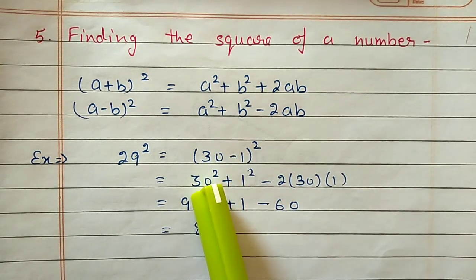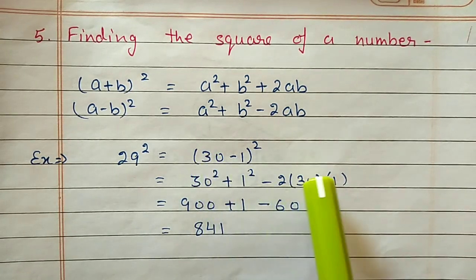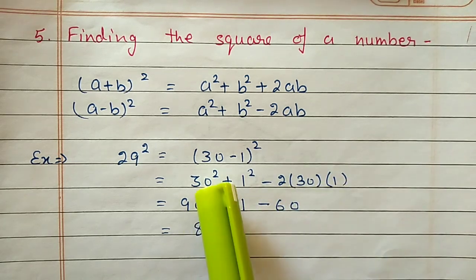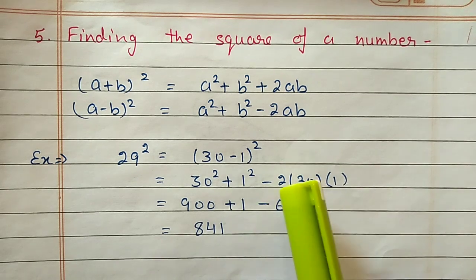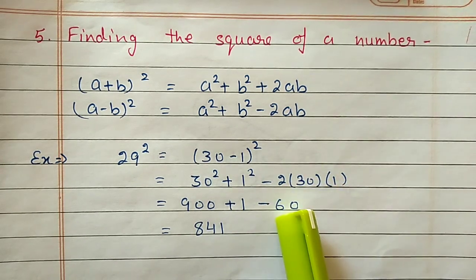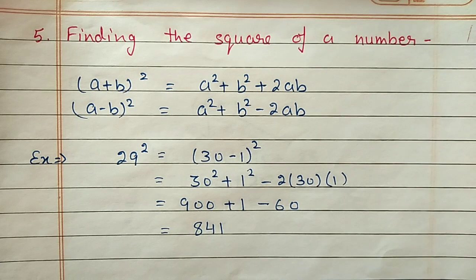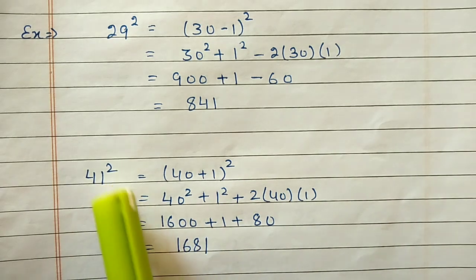So a square plus b square minus 2ab. And multiply these three numbers. 30 square is 900 plus 1 square, 1, minus 2 into 30 into 1, 60. Then simplify this number, you will get the answer. Similarly, we can do it for other numbers also.